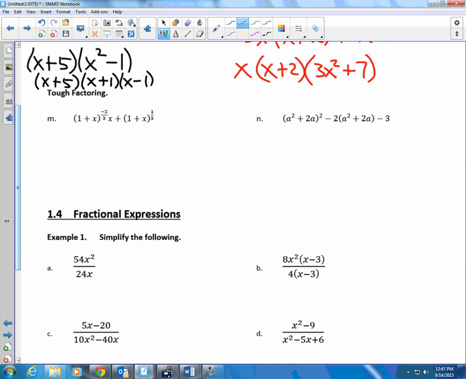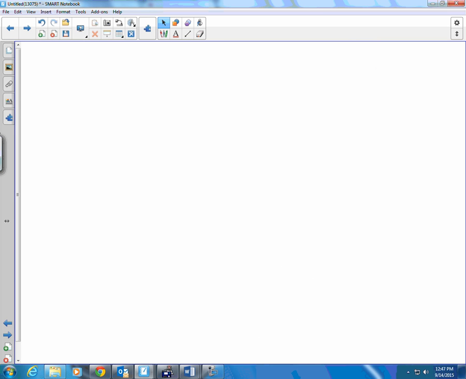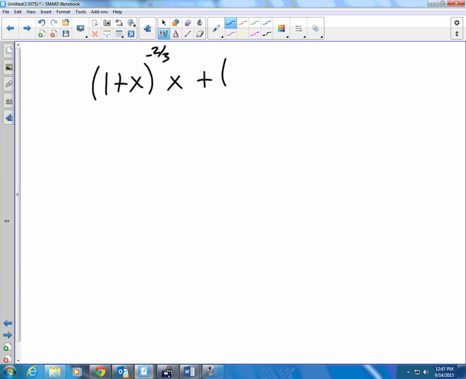So, I'm going to do it on a separate page, just because I'm going to need a little extra room to show you guys. So we got negative 2/3, and we got an x. And then we got 1 plus x to the 1/3. Is that correct? Okay. All right, so this is the problem we're going to do.